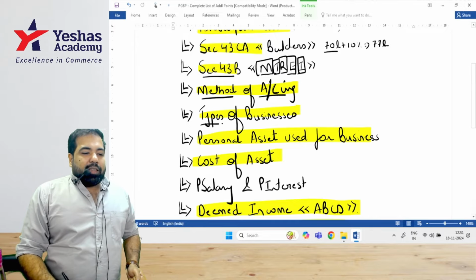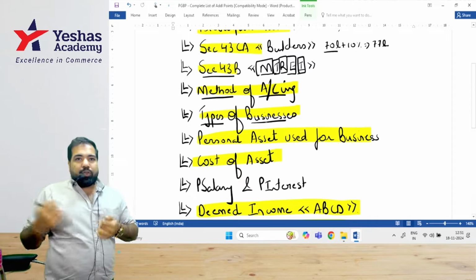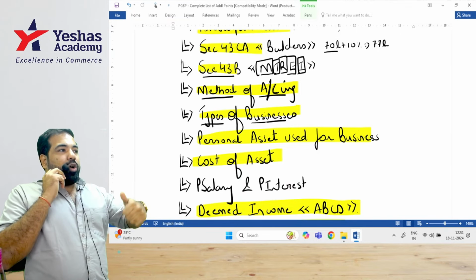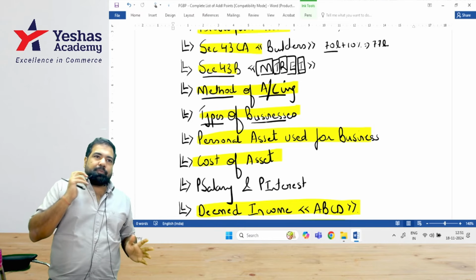Next. There are three types of businesses. Now you're well versed with these three businesses, guys, because we use them in set off of losses. Normal business, also called non-speculative business. Speculative business and specified.